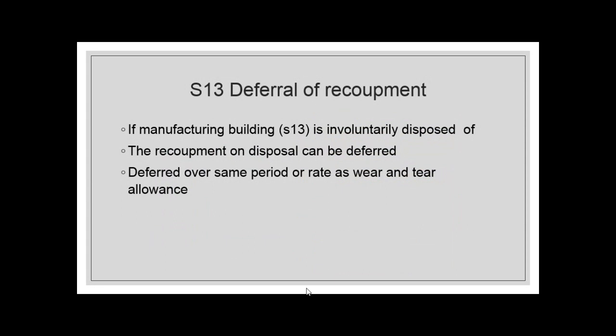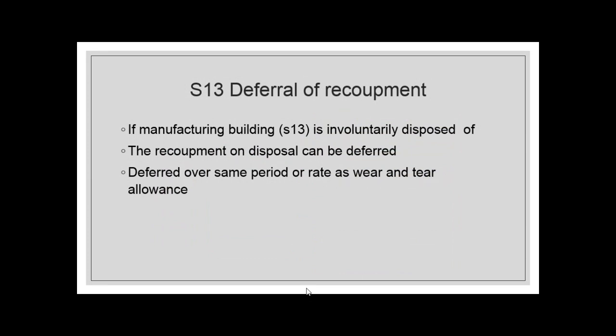With section 13 specifically, your buildings, your manufacturing buildings, you generally get a 5% capital allowance on those buildings. Now, what happens if I dispose of that factory, whether it is involuntary, so something happened to that building and I had to get rid of it. So let's say it burned down, then it's deemed you got rid of it. And now I acquire a new building. Then I can defer that recoupment over the same period as the original allowance write-off. So in that scenario it would be 5%.